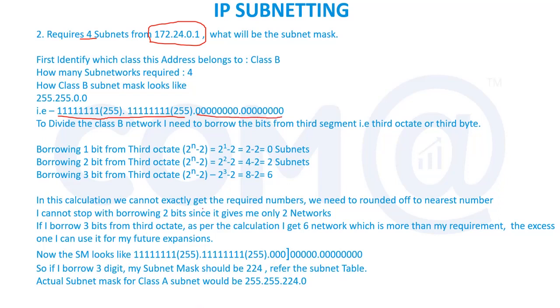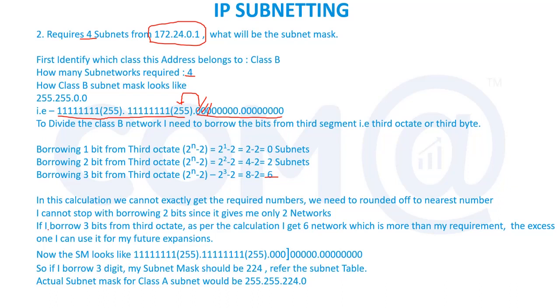Again, to build extra networks, we have to borrow bits from the host portion to the network portion. If I borrow 1 bit, it is nothing, 0 subnets, I cannot do anything. If I borrow 2 bits, 4 minus 2 is 2, but my requirement is 4, so I still have to go further. Then I go for a third bit: 8 minus 2 is 6. It is closely matching, right? So I can choose this as the required option. By borrowing 3 bits, I can get the requirement met.